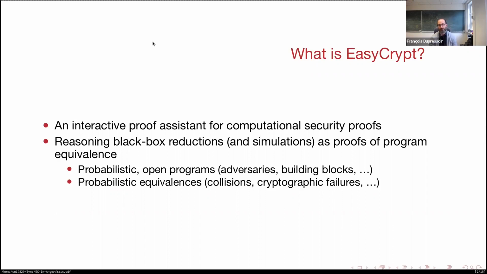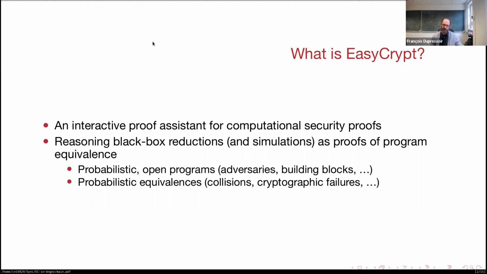It's designed to reason about black box reductions, so really just reductions which are transforming an instance of one problem into an instance of another problem. And reasoning about the equivalences between those problems. We also happen to be able to deal with simulations, so things that don't transform one instance of a problem into another, but somehow simulate one problem from another. And there's a slight difference there, which I don't think we'll actually get to today, but that's worth mentioning in passing. And it's designed to reason about those black box reductions and simulations as proofs of program equivalence.